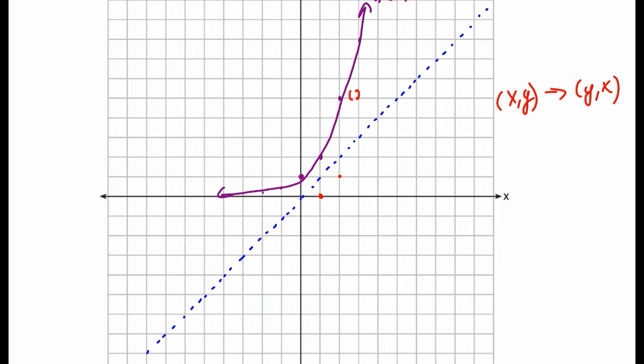2, 4 becomes the point 4, 2. 3, 8 becomes 8, 3. Negative 1/2, that's negative 1, 1/2, becomes 1/2, negative 1. This is the point negative 3, 1/8. So 1/8, negative 3. Notice how that horizontal asymptote now became this vertical asymptote. Here on the original function, I can never touch the x-axis. On this inverse function, I can never touch the y-axis.